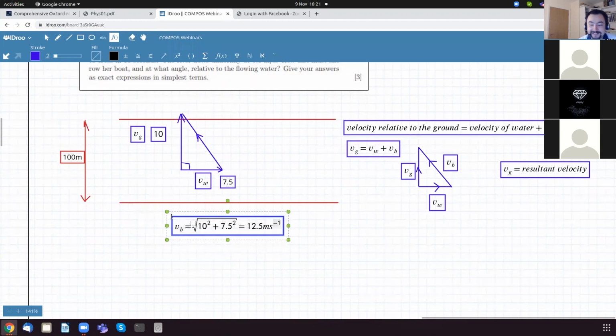Once again, the fastest average velocity of a boat over a 100 meter run is about 8.5 meters per second. So you use Pythagoras to find boat velocity. Yes, exactly. I am using Pythagoras. If it's not clear, let me know. And the angle. Now, the angle is what angle relative to the flowing water? Relative to the flowing water.